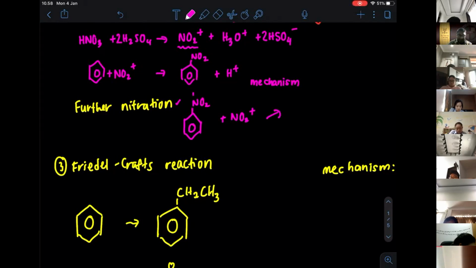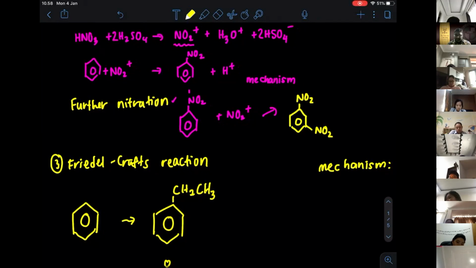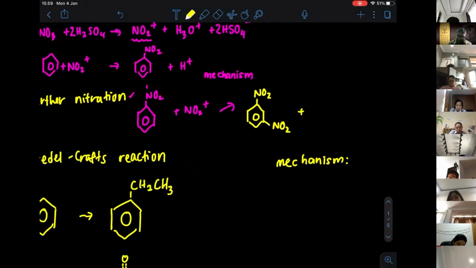So if I draw over here, the NO2 is going to come here. So this is 1,3. And if there is further nitration, you are going to get 1,3,5. Now, can you tell me, this is 1, 2, 3, 4, 5, so there is going to be NO2 over here.